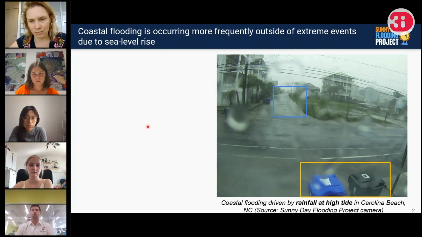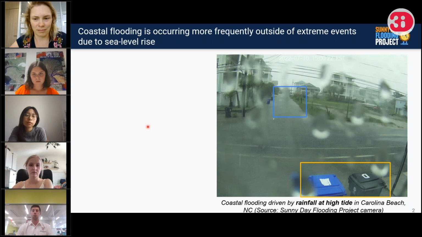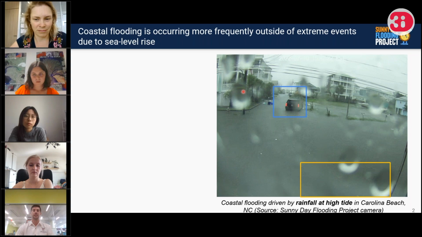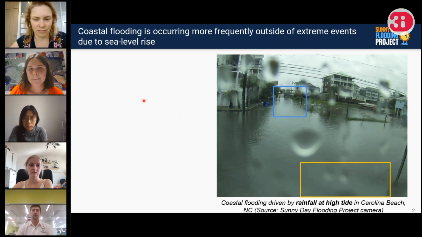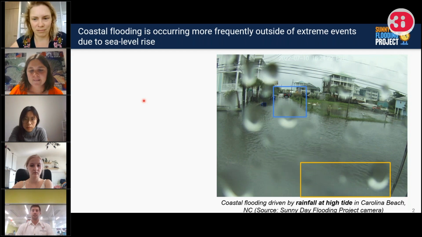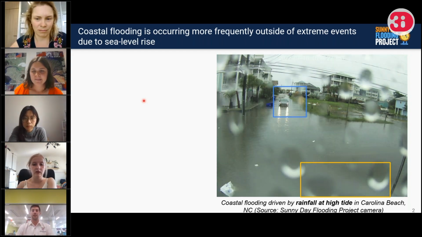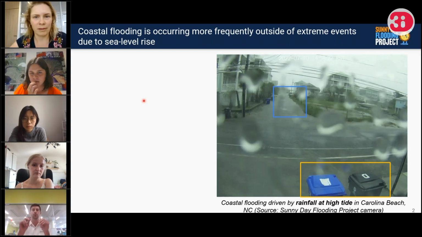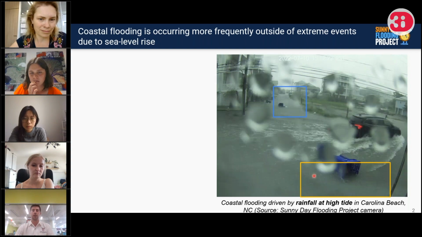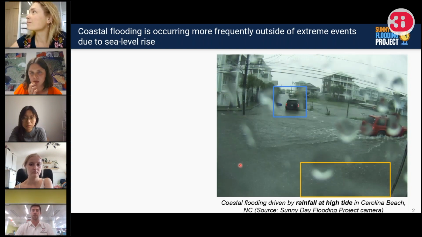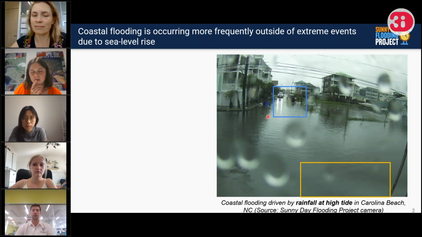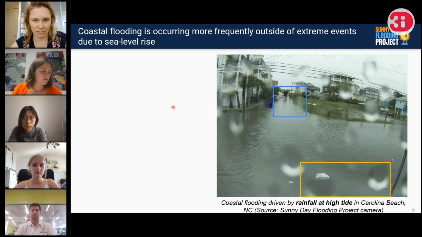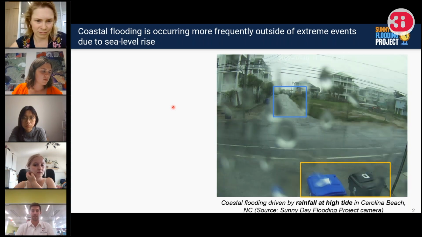As sea levels continue to rise, coastal flooding is happening more often worldwide, even in the absence of extreme storm events like hurricanes. In the GIF on screen, a half-inch rain event that coincides with high tide causes flooding in Carolina Beach, North Carolina. While these chronic floods do not get as much attention as flooding from hurricanes, they do have real-world impacts. In this yellow box, you can see garbage cans float away in the floodwaters and spill trash. And in this blue box, a car stalls out and has to be towed out of the flood.